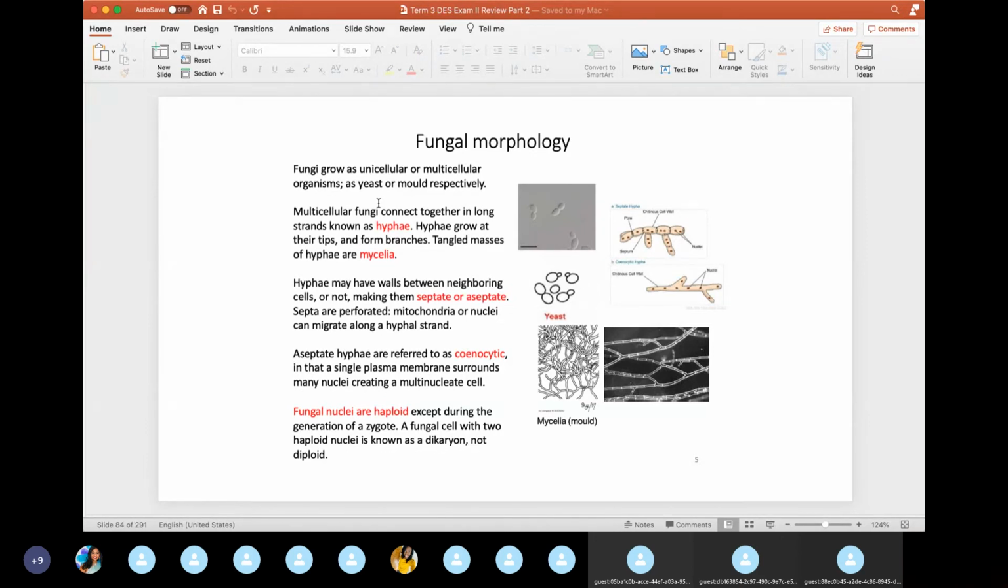So hyphae, the multicellular fungi, they connect together in long strands, right? They're known as your hyphae. If the hyphae become tangled, they're called mycelia. So know the definitions, please. Some of them are septate or aseptate. What do I mean by septate or aseptate? They have walls between neighboring cells. Don't forget that the nuclei of a fungus are haploid, right? They are haploid except when they generate.